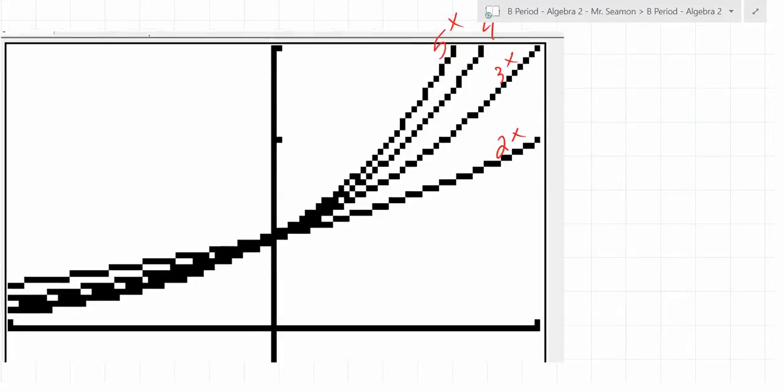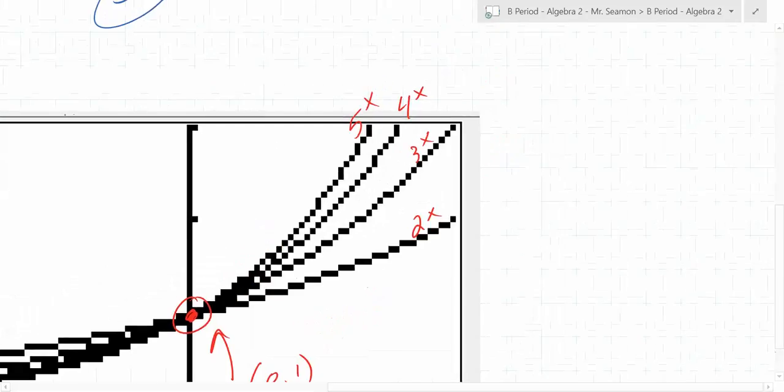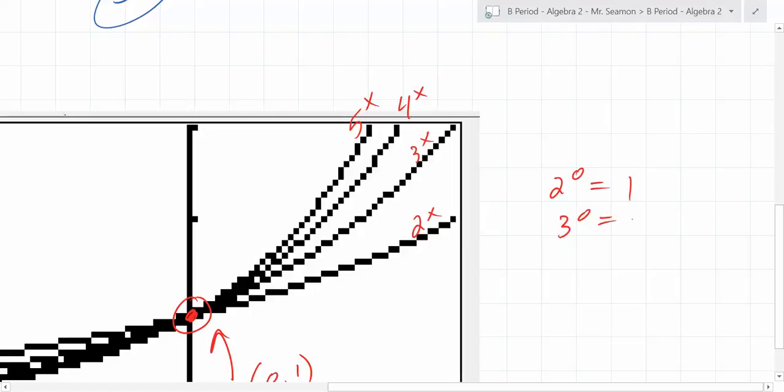What do you notice about each of them? They intersect at the same place, right? What point is that? 0, 1. They all intersect right there. So when you plug in 0, what do you get out? 1. So what is that telling you? 2 to the x when x is 0 is 1. Graphically, I'm just giving you another way to believe this. This graph is telling you 2 to the 0 is 1. It's telling you that 3 to the 0 is 1. 4 to the 0 is 1.